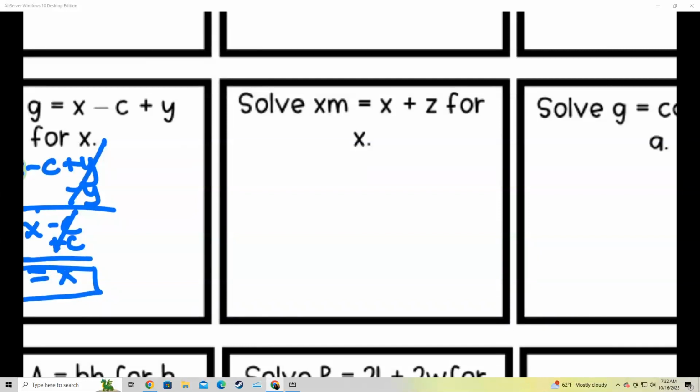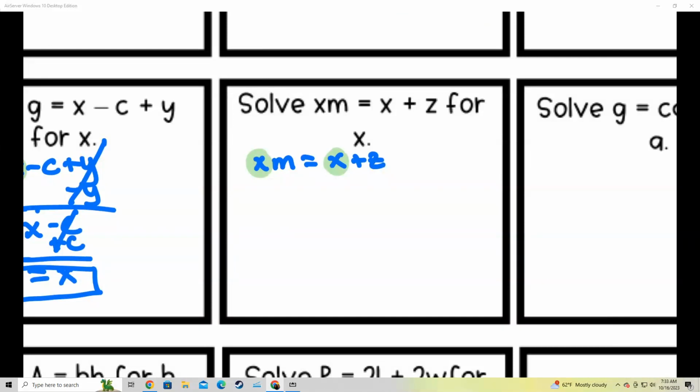Let me go ahead and write this again. I got xm equals x plus z, and I want to solve for x. Well, oh no, I got 2 x's. This is a z. I'm going to put a line through it so I don't think it's a 2. Hey, when you have 2 x's, somehow you have to find a way of putting those x's together. So right now they're on opposite sides of the equal sign. I need to get the x's together somehow.